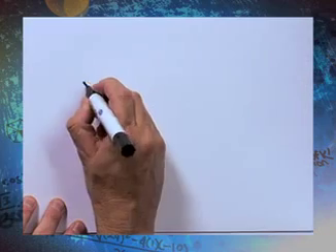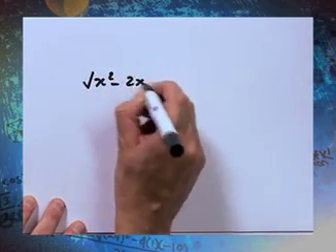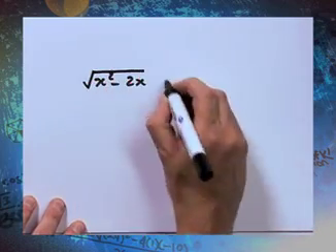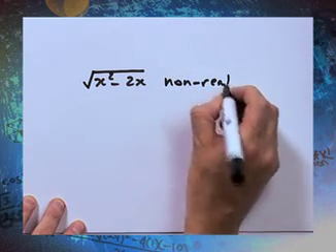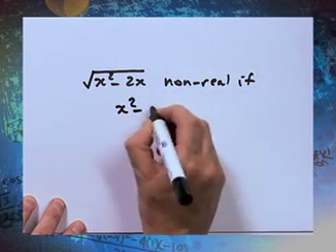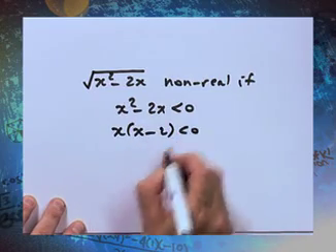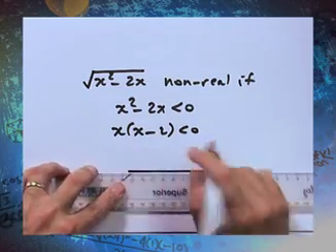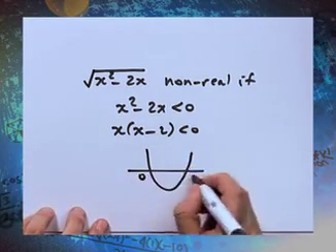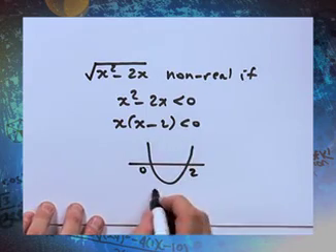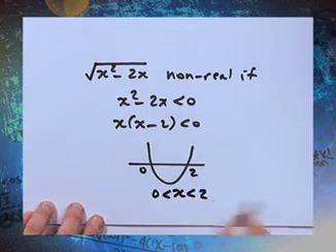But now, the other question was, for which values of x would it be non-real? The root of x squared minus 2x is going to be non-real if x squared minus 2x is less than 0. If you factorize that and do your parabola, it's going to be like this. That's 0 and 2, and where's it below? 0 less than x less than 2, any value in between there. So guys, watch out for that.